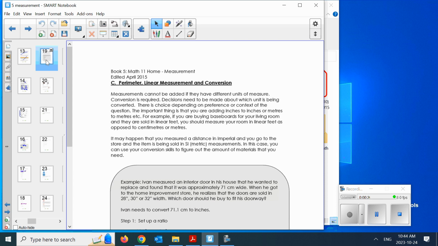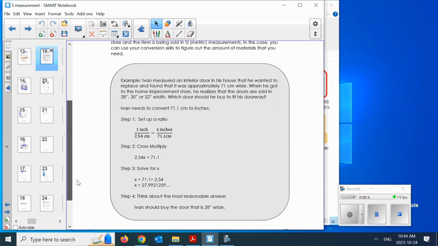Okay. Measurements cannot be added if they have different units. So if one thing's measured in centimeters and the other is in inches, you can't do anything. Even if it's centimeters and the other is in meters, you've got to do something to change them all to the same unit. Okay. Now, they work it out one way. I work it out different ways sometimes. This one's set up pretty much the same way.